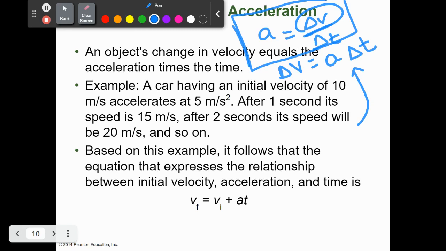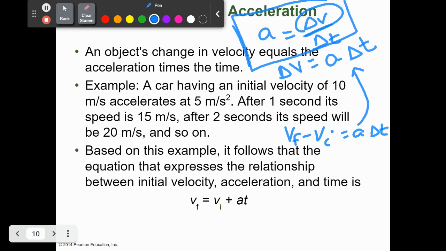Well, what is change in velocity? What does that little delta sign mean? The little triangle. What does the triangle mean? Which means we do what? Mathematically, what does it mean? We subtract final minus initial. So I could rewrite this as VF minus VI equals A delta T, okay?